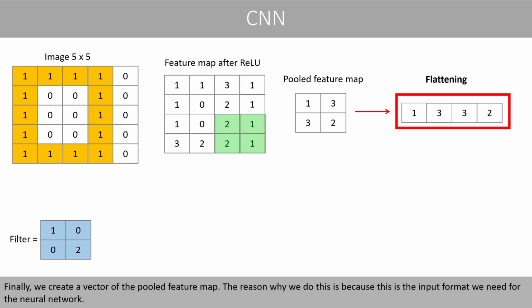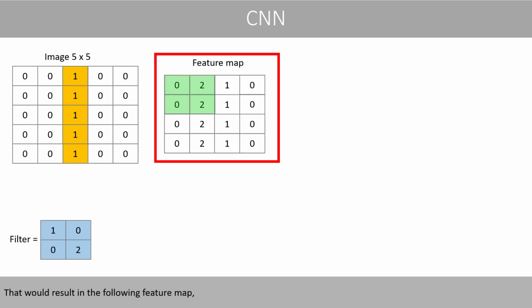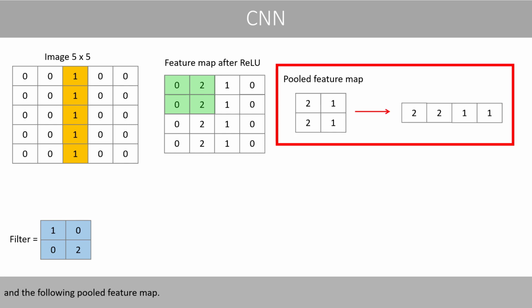Finally, we create a vector of the pooled feature map. The reason why we do this is because this is the input format we need for the neural network. Suppose that we would have the following image that represents a 1. That would result in the following feature map and the following pooled feature map.